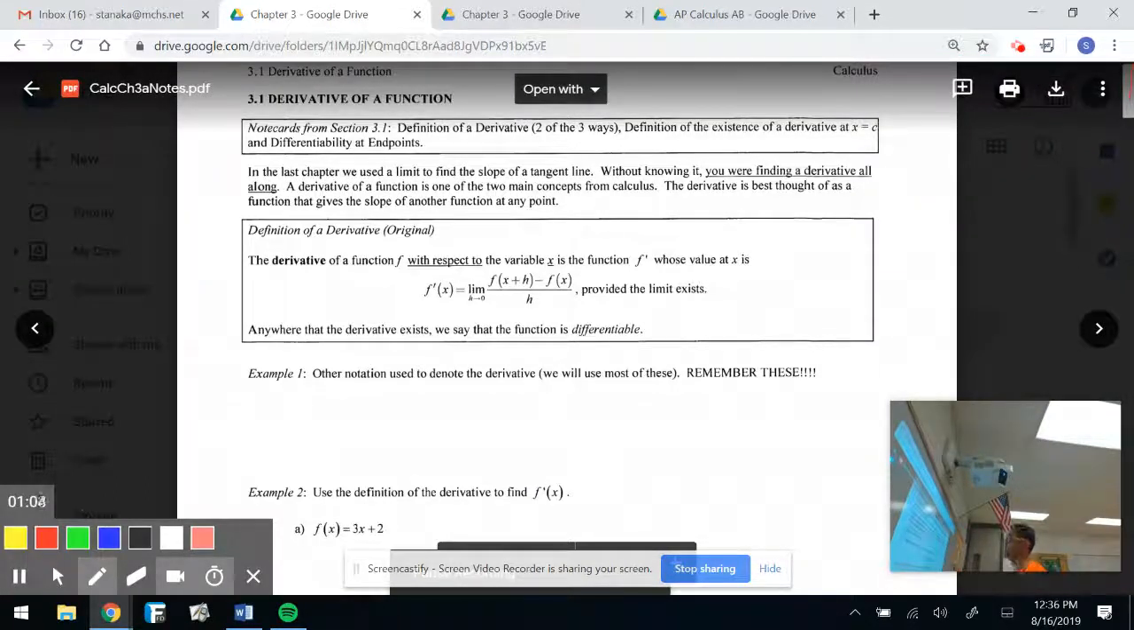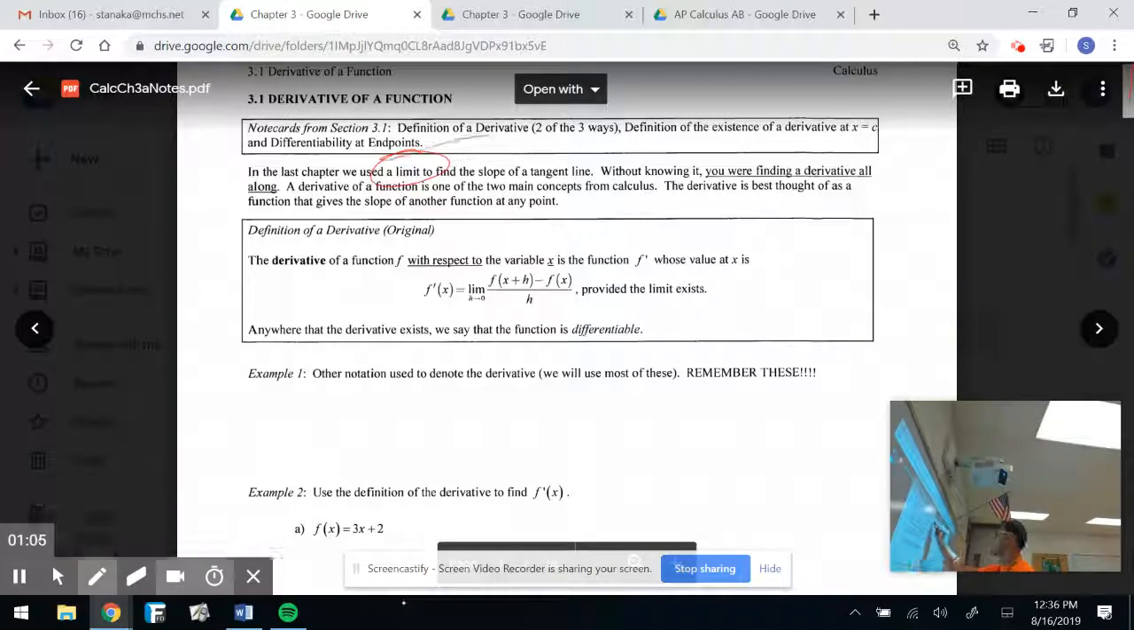Okay, so last chapter, we used a limit to find the slope of a tangent line. And what was crazy is, without you even knowing it, you were finding the derivative all along. And the most important thing we get here is that the derivative is best thought of as a function that gives the slope of another function at any point.